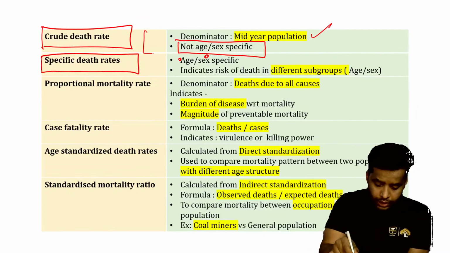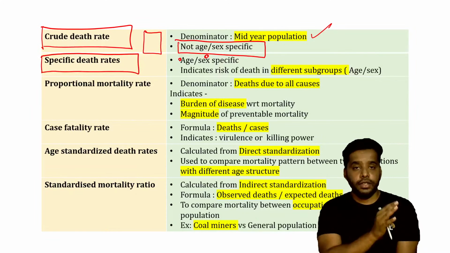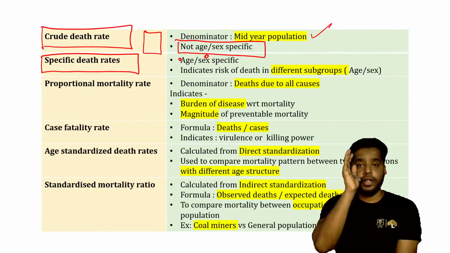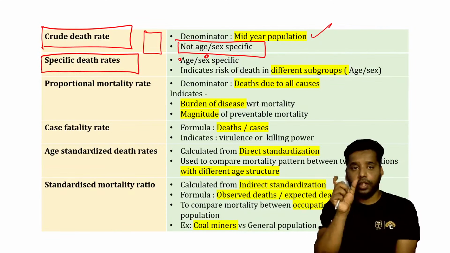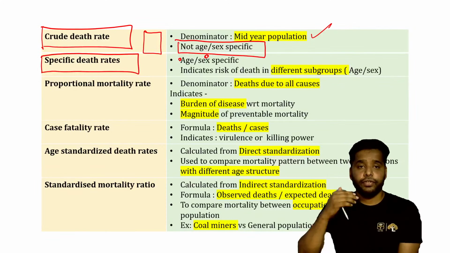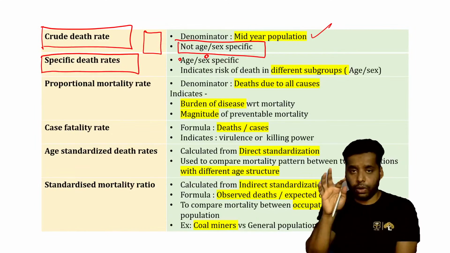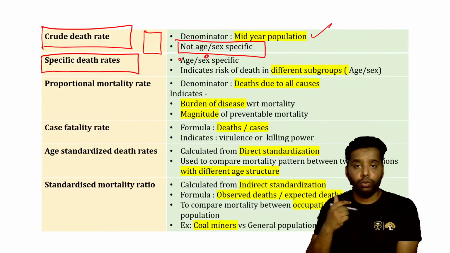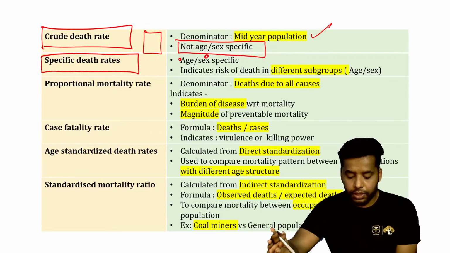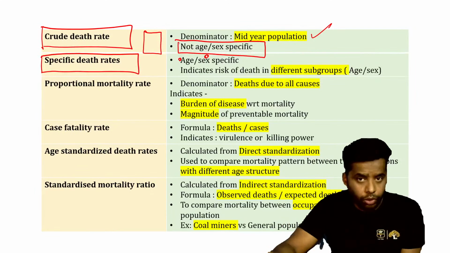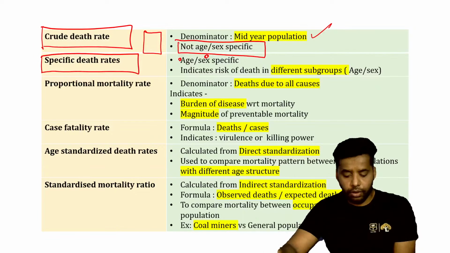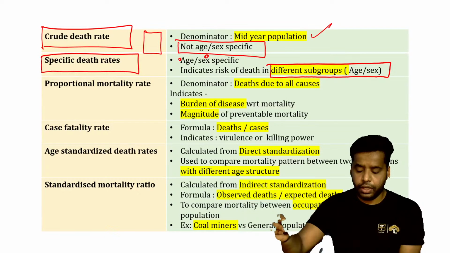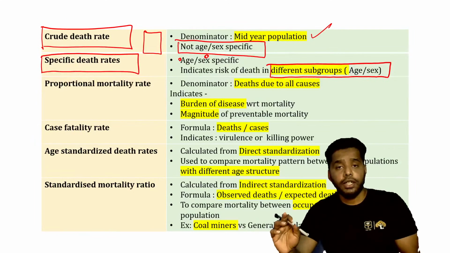Crude is the whole entity for the whole population, but age-wise and sex-wise, you are just bifurcating things. You are taking different subgroups within this age group, within this sex. So if I am telling the risk of death in the whole population, that is crude death rate. If the question is on risk of death in different subgroups, then your answer will be specific death rate.